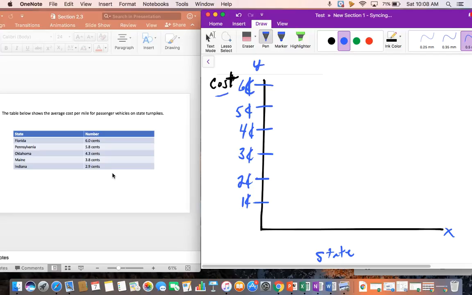And then our x-axis is going to be whatever data we are talking about. So in this case, it's the different states. So it's Florida, Pennsylvania, Oklahoma, Maine, Indiana, so it's the different states. All right, so it's very similar to our histogram in the sense that we're going to draw bar graphs. And remember, just like before, we can't have any spaces in our bar graphs.